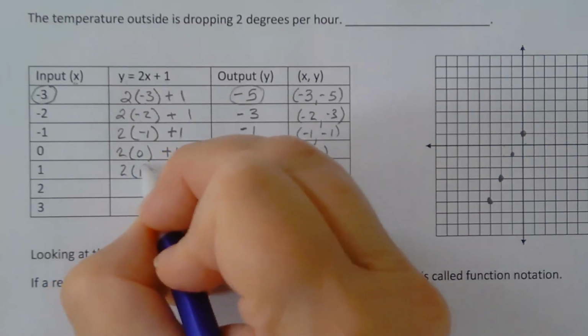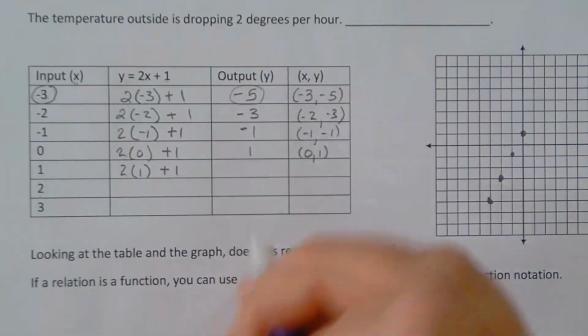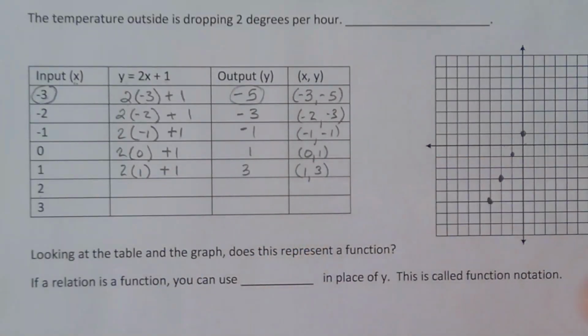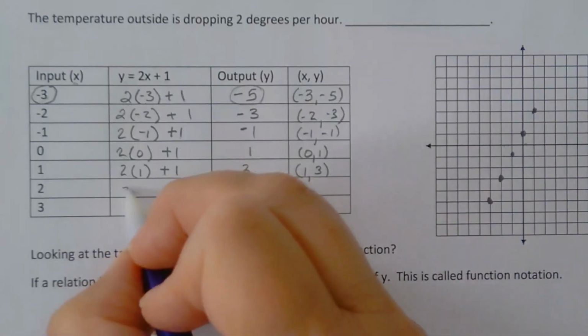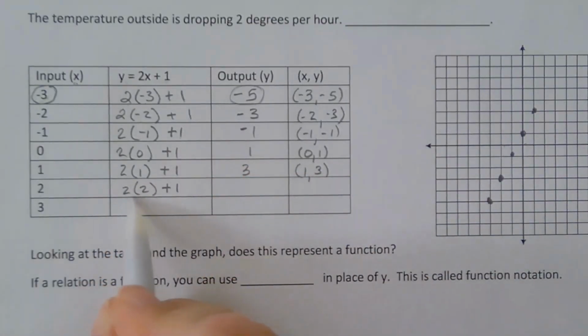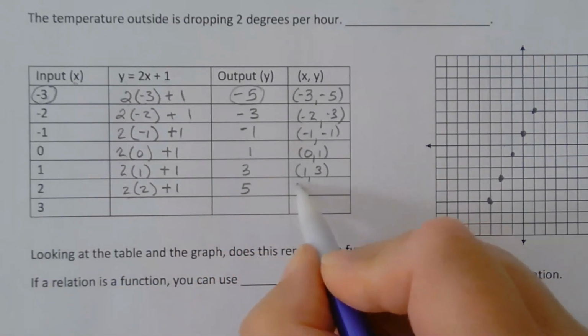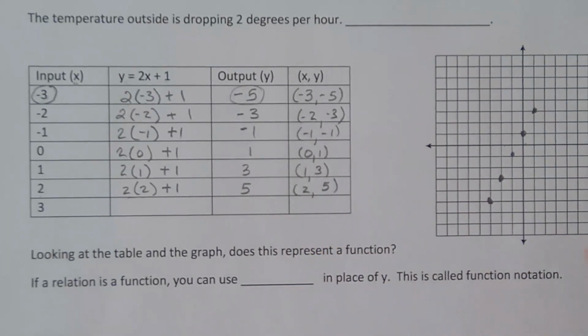Let's put 1 for x. 2 times 1, 2 plus 1 is 3. So we have the point 1, 3 on our graph. Let's put 2 in for x. So 2 times 2 is 4. 4 add 1 is 5. So when the input is 2, the output is 5.